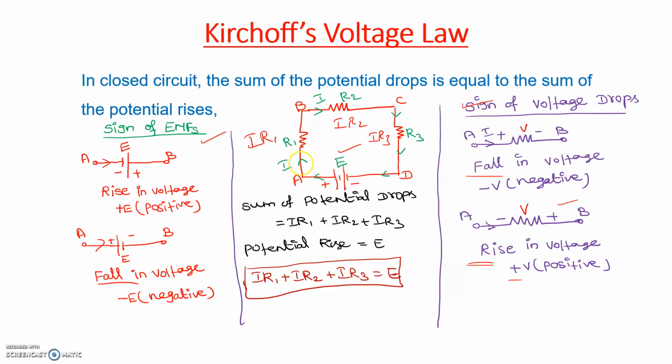So here the drops are IR1, IR2, IR3. Kirchhoff's voltage law states that the sum of the potential drop is equal to the sum of the potential rise. The potential drops are IR1, IR2, IR3. The sum of this is IR1 plus IR2 plus IR3. This is the sum of potential drop, which is equal to the potential rise. The potential rise is equal to E. So IR1 plus IR2 plus IR3 is equal to E.